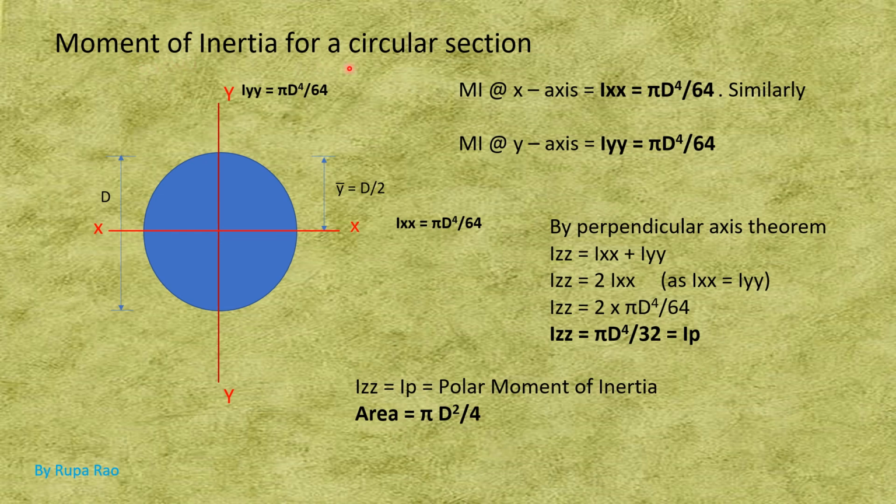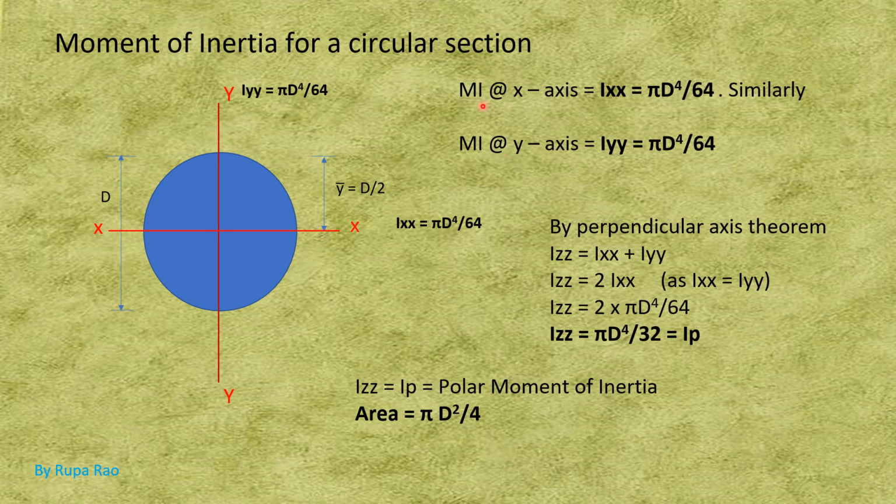Moment of inertia for a circular section. Now the center of the circle is the centroid for the circle, and this is the horizontal axis xx, and this is the vertical axis yy. If this is the total diameter d for the circle, then from here to here, this distance y bar is equal to d by 2. From this point it will be d by 2.